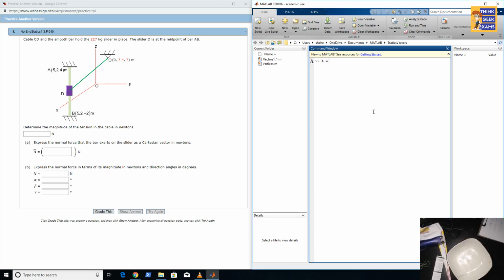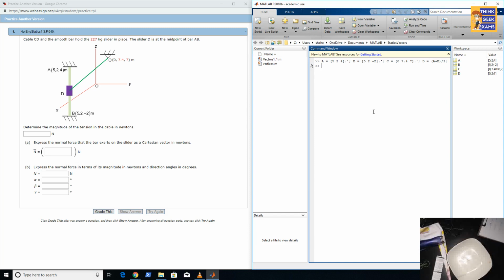So let's start putting in our coordinates. They are 5, 2, 4 for A, and I'm going to convert them into column vectors, and B is 5, 2, minus 2, and column vector, and C is 0, 7.4, and 7, and convert this to a column vector, and D is A plus B divided by 2, and that needs to be in parentheses, so that should give us the points that we need.